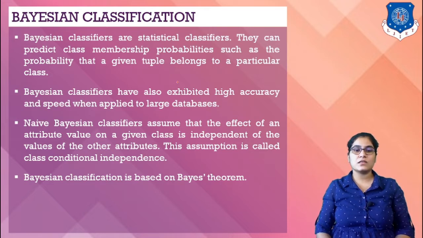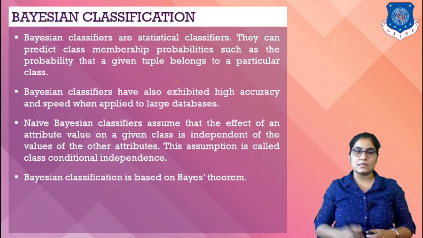Naive Bayesian classifiers assume that the effect of an attribute value on a given class is independent of the values of the other attributes. This assumption is called class conditional independence. Bayesian classification is highly accurate for large sets of data. Bayesian classification is based on Bayes' theorem. So let's understand what Bayes' theorem is.